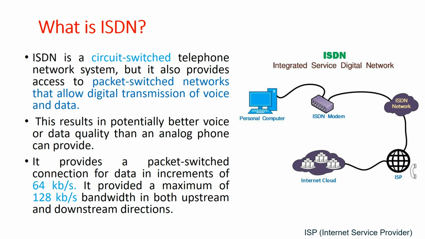ISDN is primarily a circuit switched telephone network system, but it also provides access to PSTN and packet switched networks. And we know that packet switched networks are used to transmit digital signals like voice and data. It provides a packet switched connection for data in increments of 64 kilobits per second. The maximum data transmission is 128 kbps. That is the maximum speed of the ISDN network in both upstream and downstream direction.